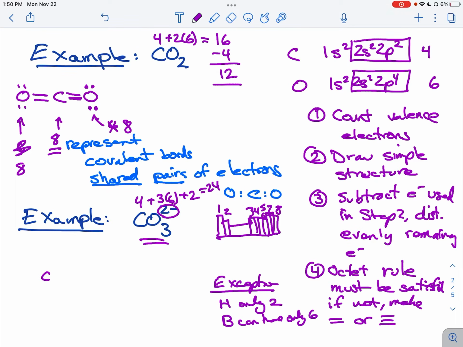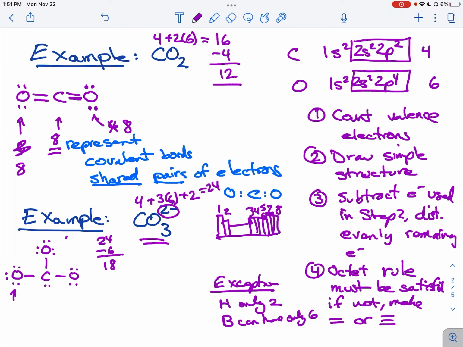So we're going to draw a simple structure that holds them all together. That's going to be 24 minus 6, because each bond represents 2 electrons. All right, so that's going to be 18 electrons to distribute. So now we're going to do 2, 4, 6, 8, 10, 12, 14, 16, 18, and we're done.